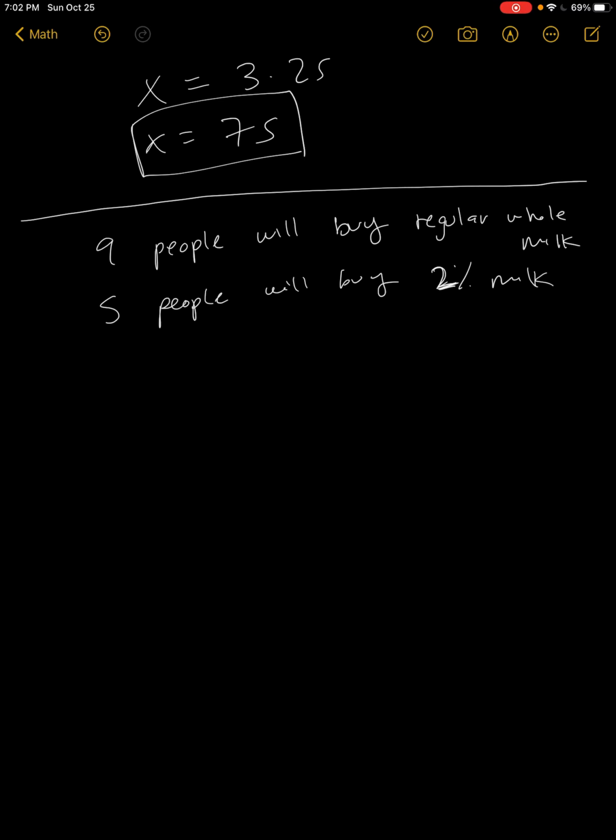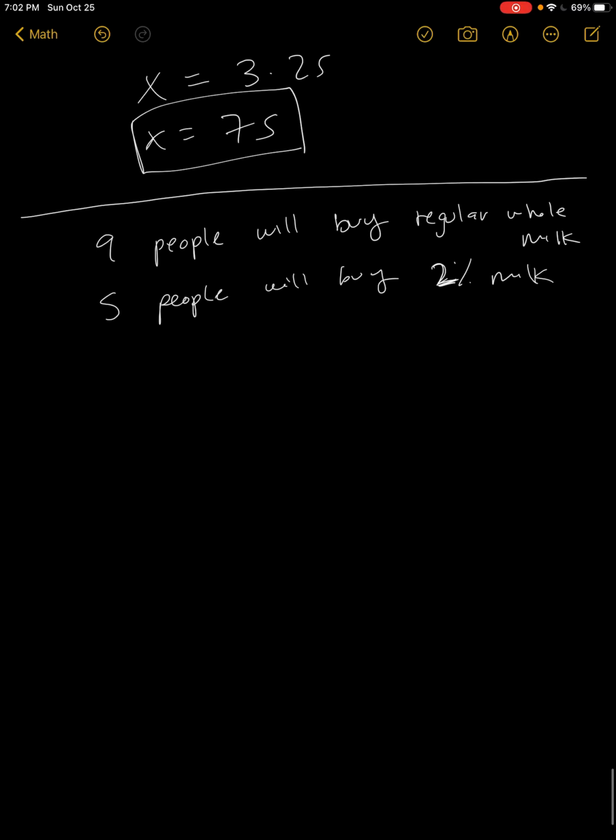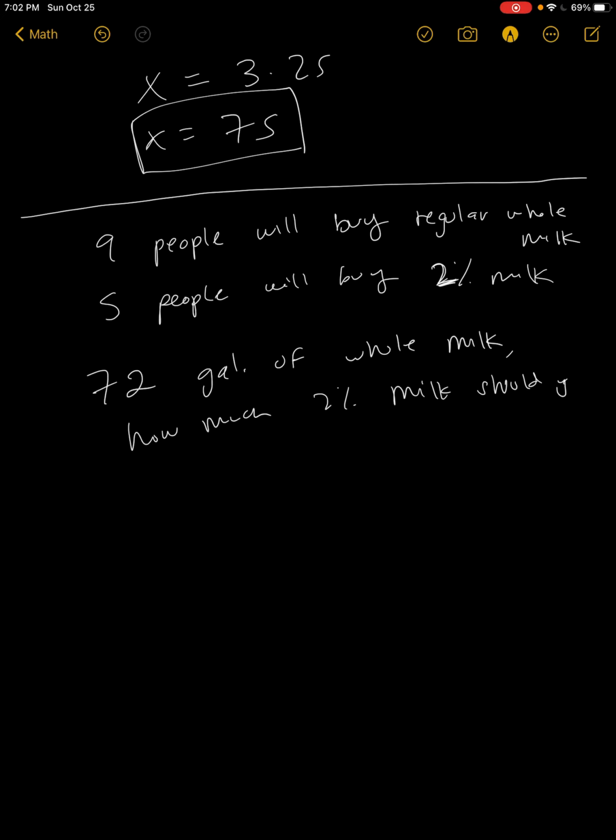So let's say you have, why did I pick such a bad number? We'll do 72. Right, so let's say you're going to order 72 gallons or whatever of whole milk. How much 2% milk should you buy to stock up?